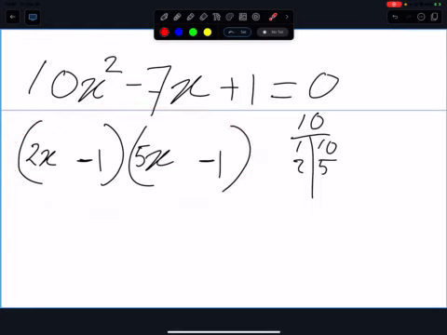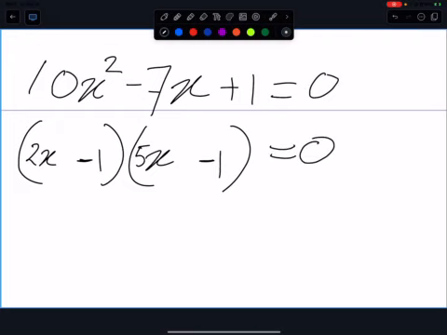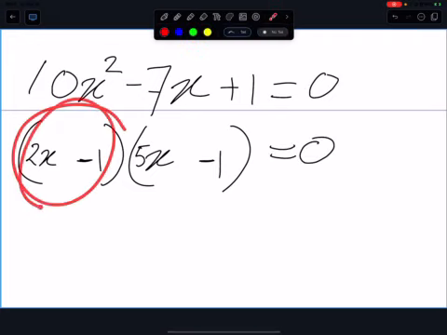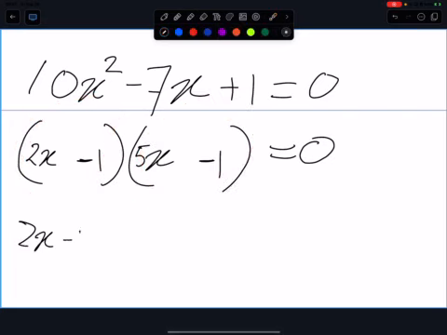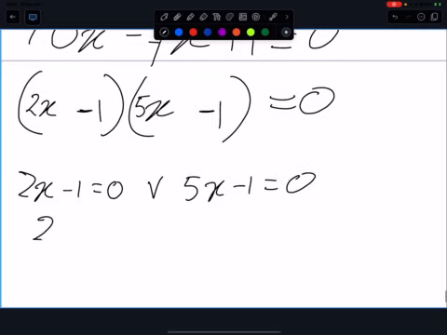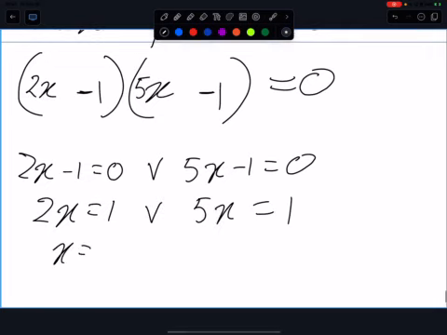And then you're not finished, you just factorize. Correct. Equals 0. So what did we say? Either this is 0 or this is 0. So what do you get? 2x minus 1 equals 0 or 5x minus 1 equals 0. So what do you get? 2x equals 1 or 5x equals 1. X equals a half or x equals a fifth. Now you're finished.